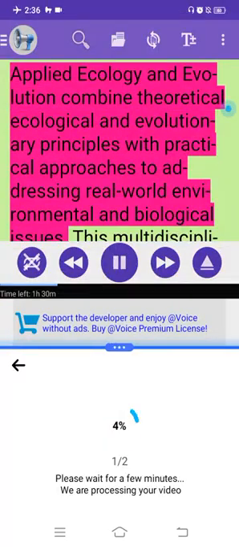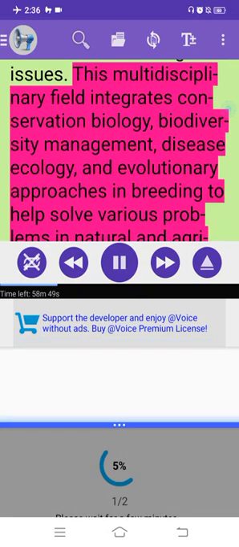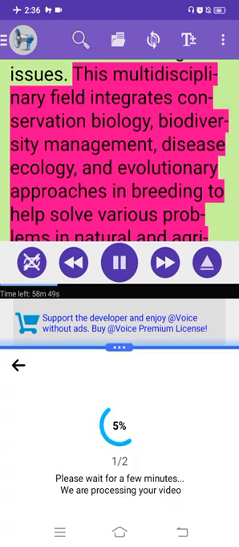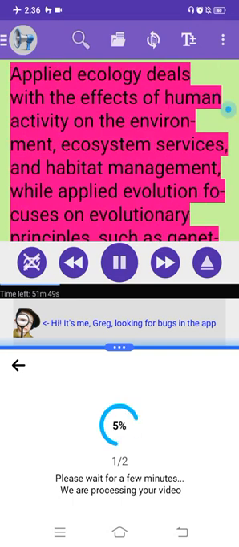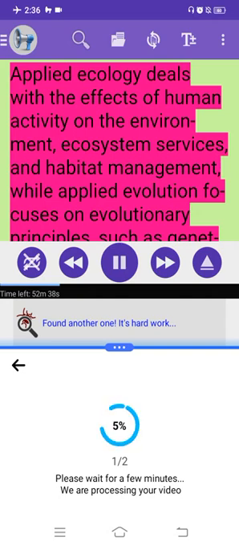Detailed lecture. Applied ecology and evolution combine theoretical ecological and evolutionary principles with practical approaches to addressing real-world environmental and biological issues. This multidisciplinary field integrates conservation biology, biodiversity management, disease ecology, and evolutionary approaches in breeding to help solve various problems in natural and agricultural ecosystems. Applied ecology deals with the effects of human activity on the environment, ecosystem services, and habitat management, while applied evolution focuses on evolutionary principles, such as genetics, selection, and adaptation, to improve human welfare through agriculture, medicine, and conservation.